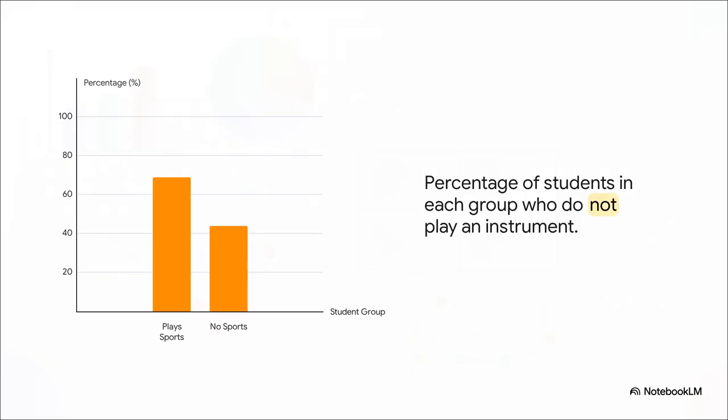And here it is, a segmented bar graph. Each bar is one of our groups, right? Plays sport and does not play sport. And they're broken up by the percentages we just found. Just look at the blue parts, the kids who play an instrument. See how much bigger that blue chunk is for the no sports group? That visual difference, that's the association. You can see it instantly.